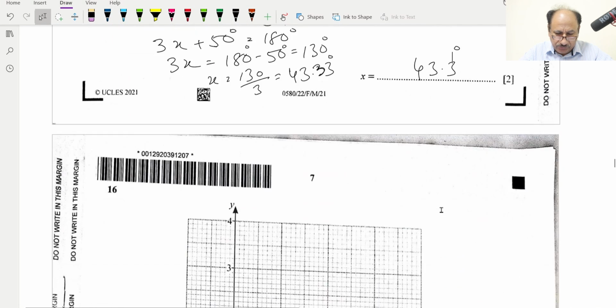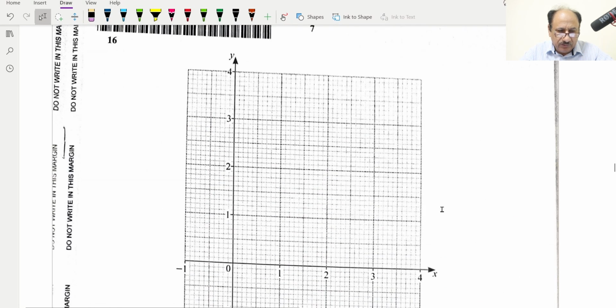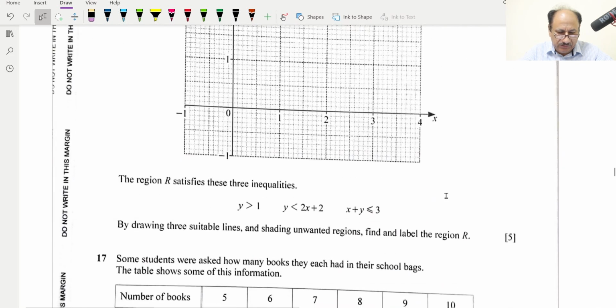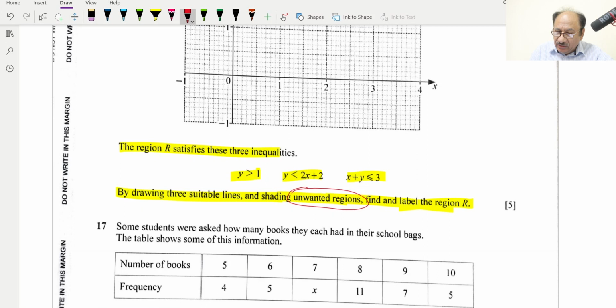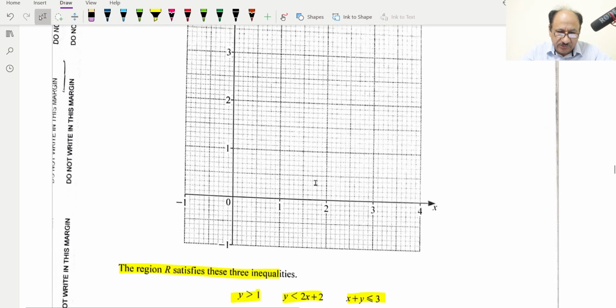Hopefully you understood this. Now this is our question number 16, and the graph is provided, and the region R satisfies these three inequalities 1, 2 and 3, and we have to draw these inequalities and identify the region R by drawing three suitable lines and shading the unwanted region. We have to shade the unwanted region. This is important. They have written over here, shading unwanted region. Find and label the region R, and this is a 5-mark question. Don't take it lightly, this is important.